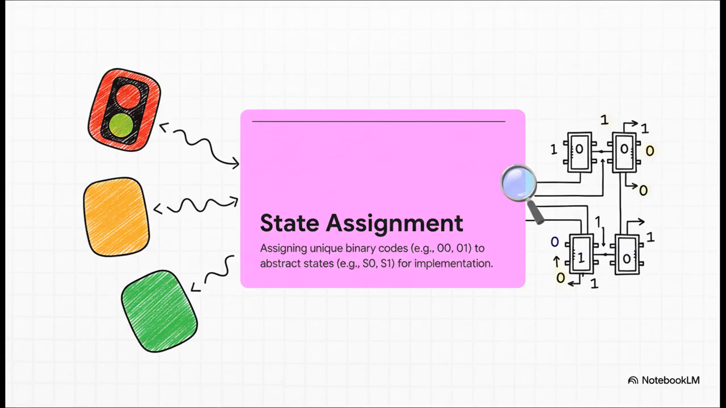This step, state assignment, is absolutely critical. See, a flip-flop has no idea what "red light state" means. It only understands two things, 0 and 1. So we have to translate our human-friendly state names into binary. S0 might become 0, 0. S1 could be 0, 1. S2 is 1, 0, and so on. This is the moment we turn our abstract concept into the actual language of hardware.